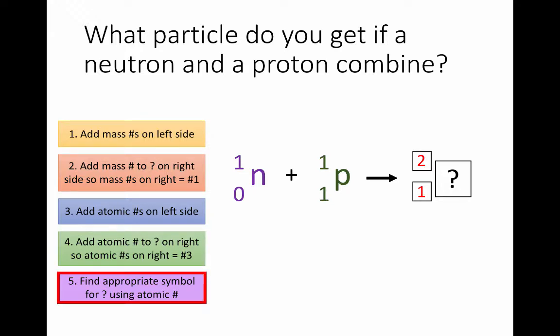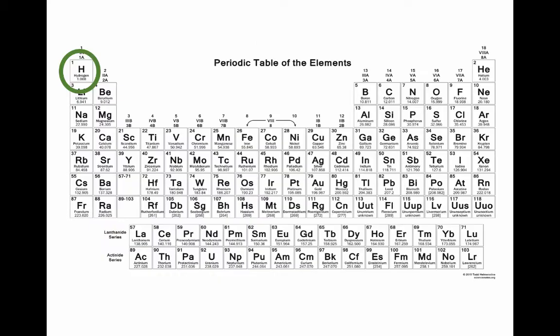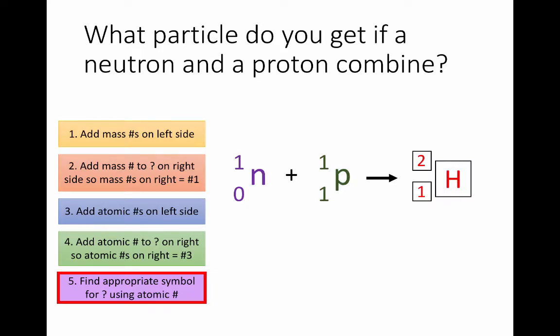So now we just need to find the symbol for what that particle represents. And we could do that by using the periodic table. Our atomic number is 1. What has an atomic number of 1? Hydrogen. So if you put a proton and a neutron together, you get an isotope of hydrogen that has an atomic number of 1 and a mass number of 2.